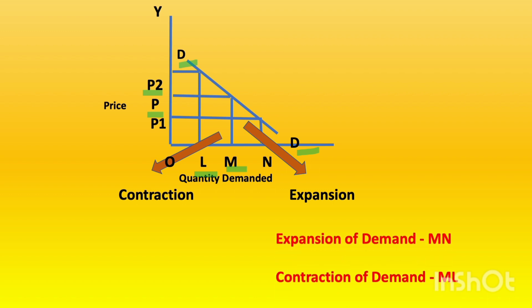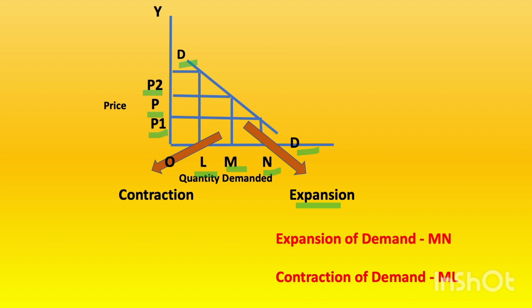Now again we start from the price OP, where the quantity demanded is OM. If the price decreases from OP to OP1, when the price is OP1, the quantity demanded is ON. So when the price decreases from OP to OP1, the quantity demanded increases from M to N, and this increase from M to N is said to be the expansion in demand.